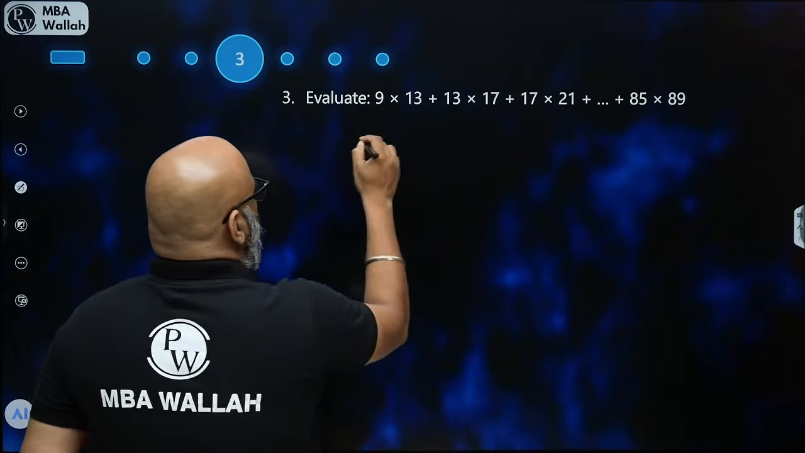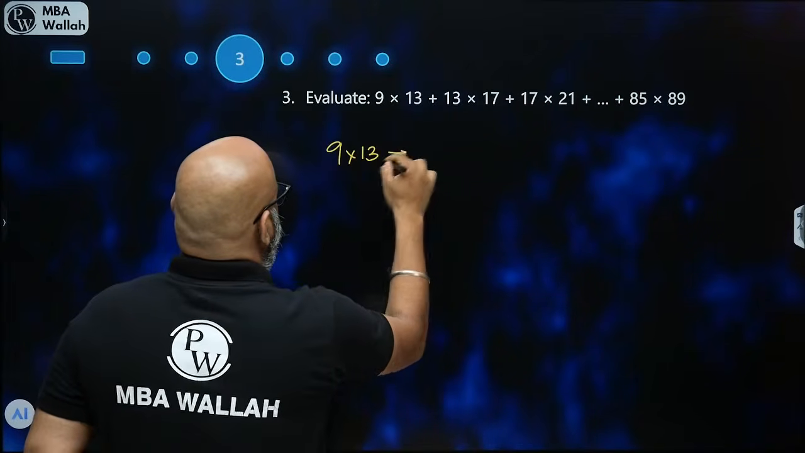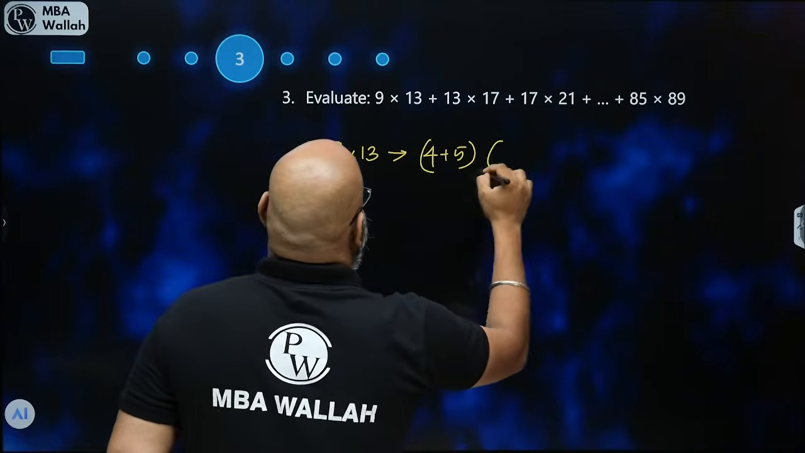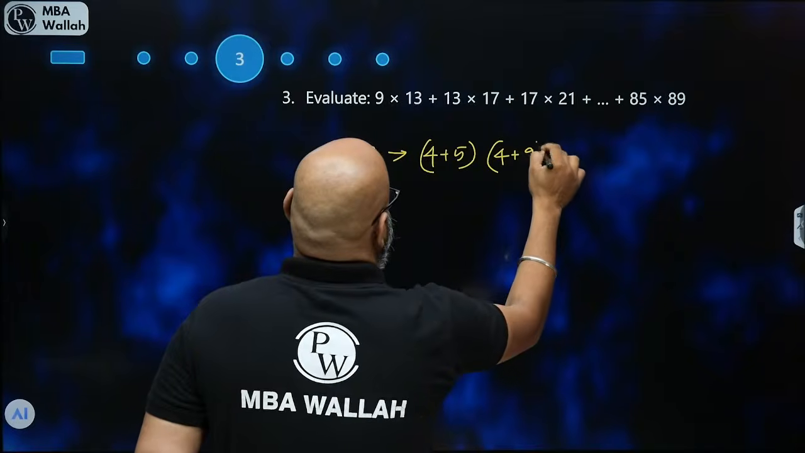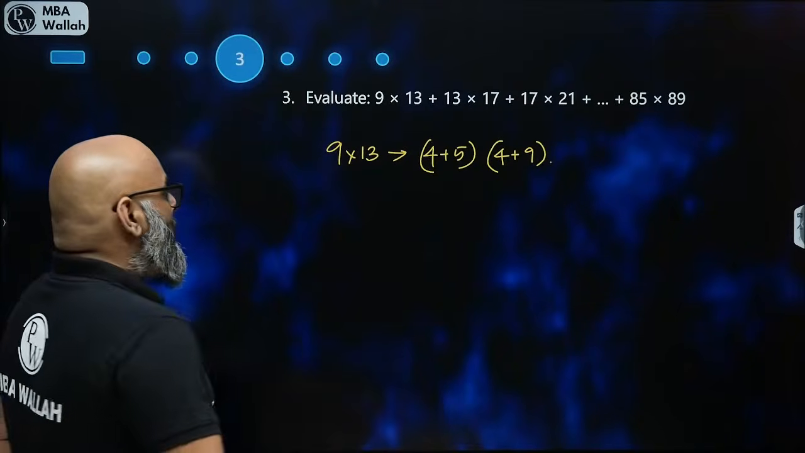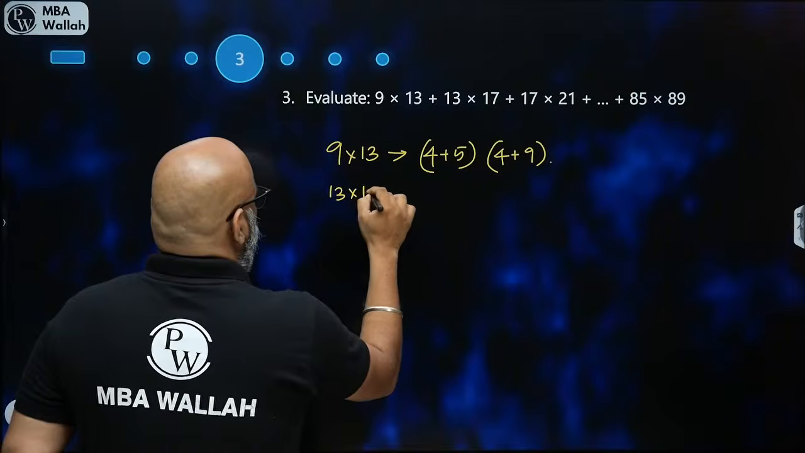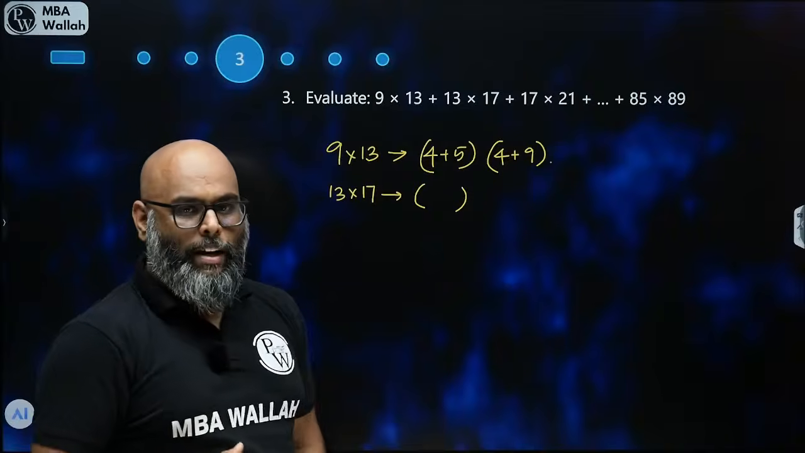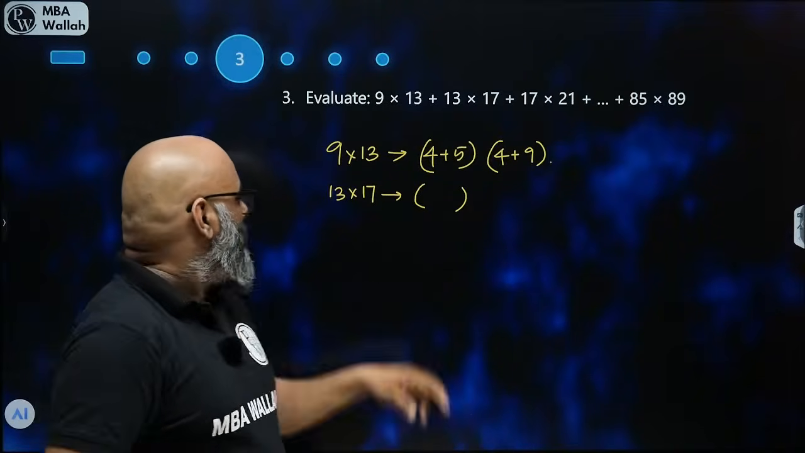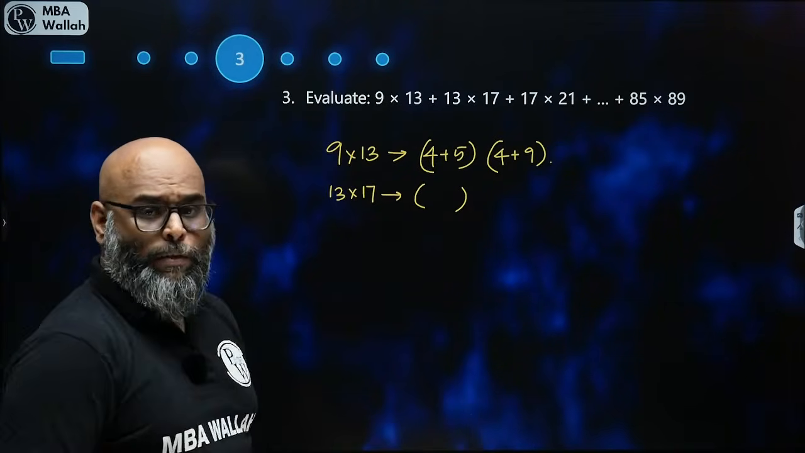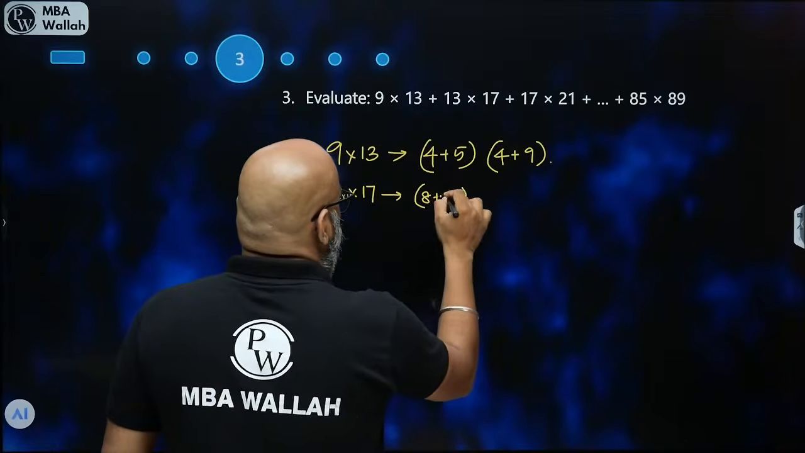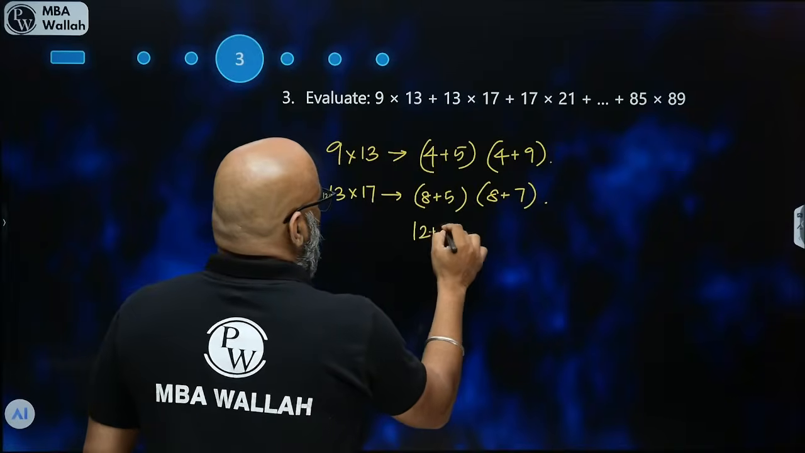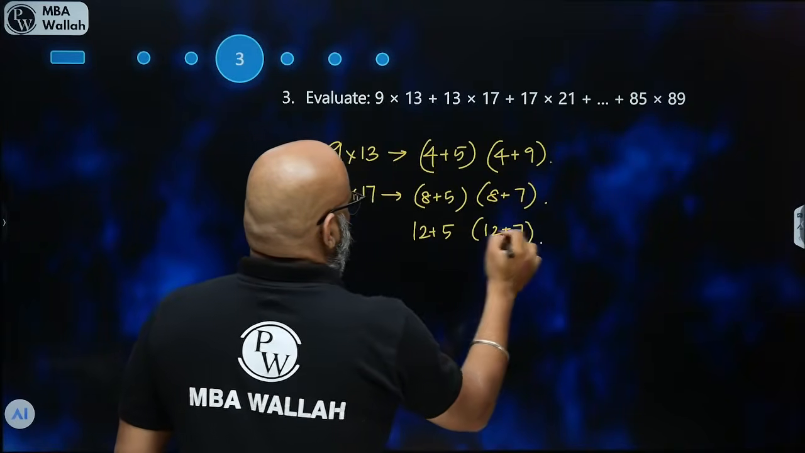I can think about 9 into 13 as 4 plus 5 and then 4 plus 9. Right? 13 into 17 will become, you can write 13 as 4 plus 9, but what will be 17? These are 4 more, right? 9 to 13 is 4 more, 13 to 17 is 4 more. I can write this as 8 plus 5, 8 plus 7. So the next one has to be 12 plus 5, 12 plus 7.